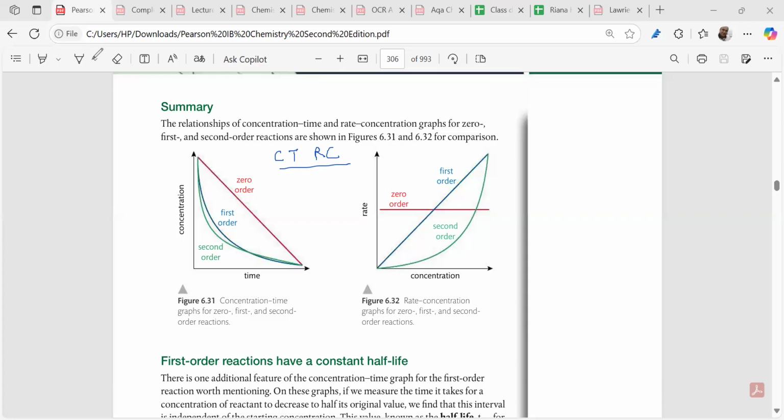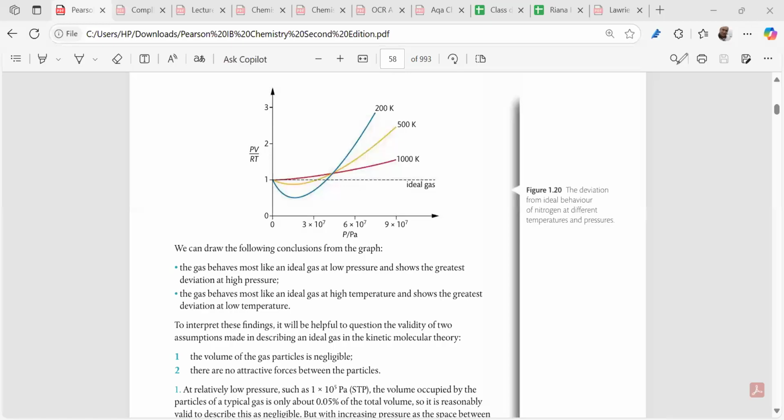Can I have a minute? Let's do one thing. Please read it. Please read it loudly. Have you read it? Yes, I have. Read loudly. So we can draw the following conclusions from the graph. Please read like this.